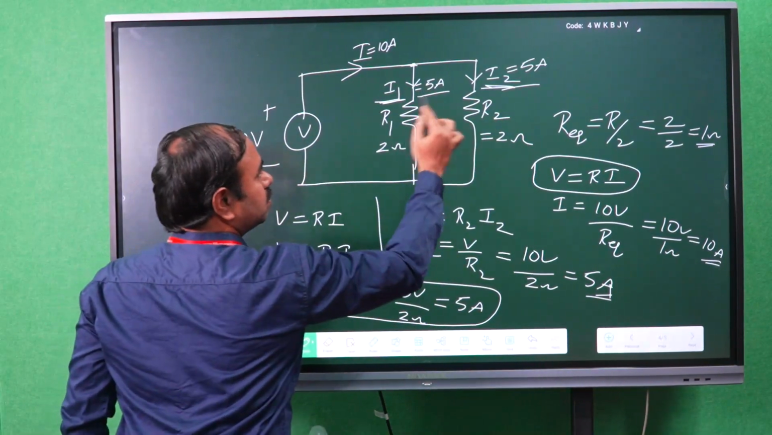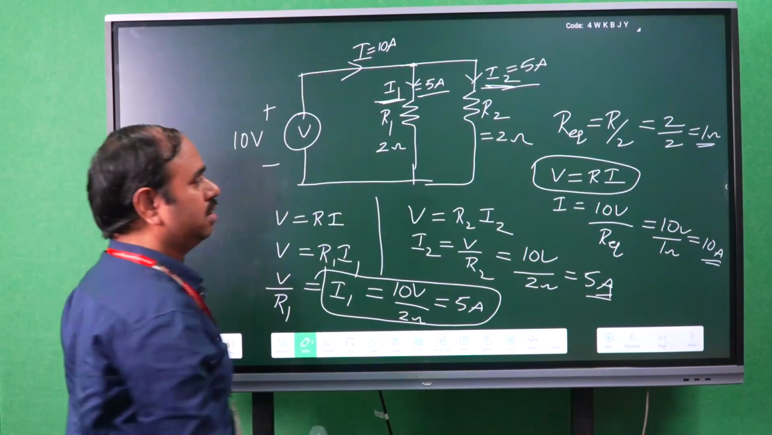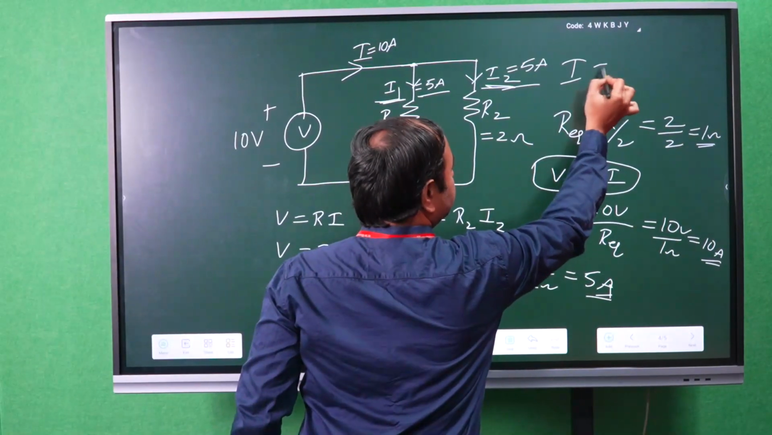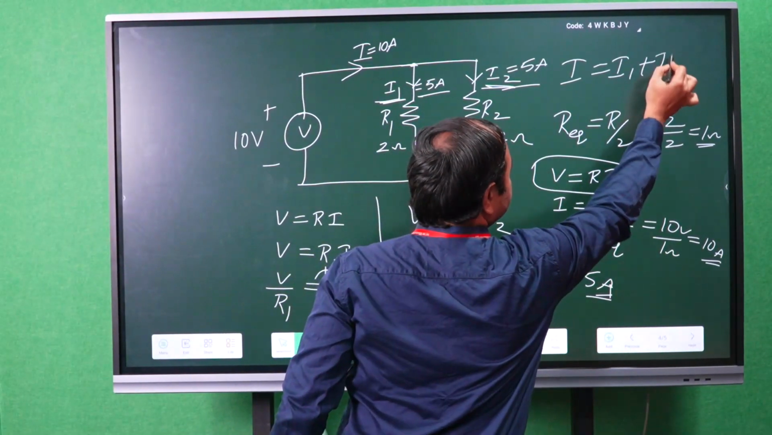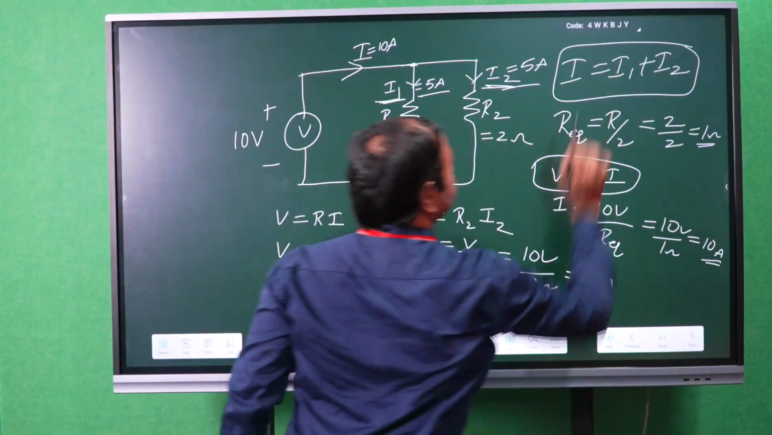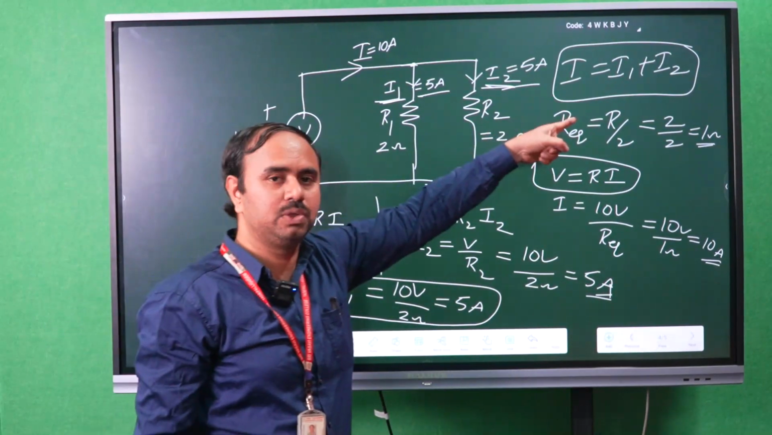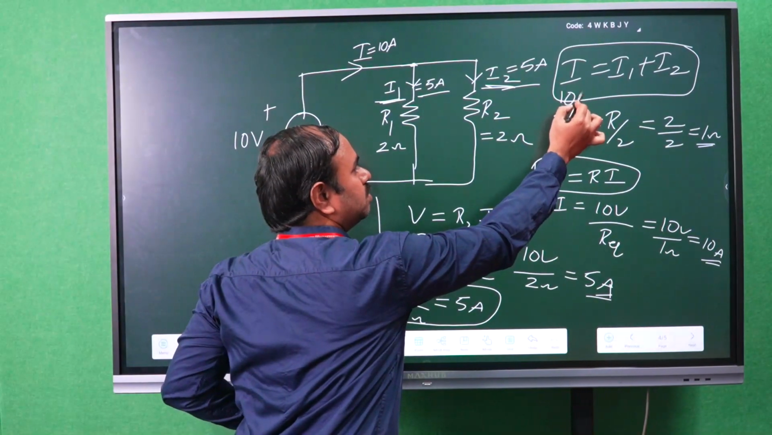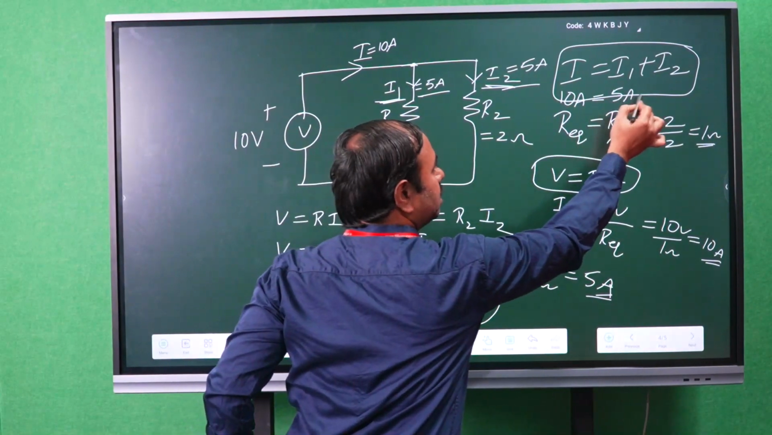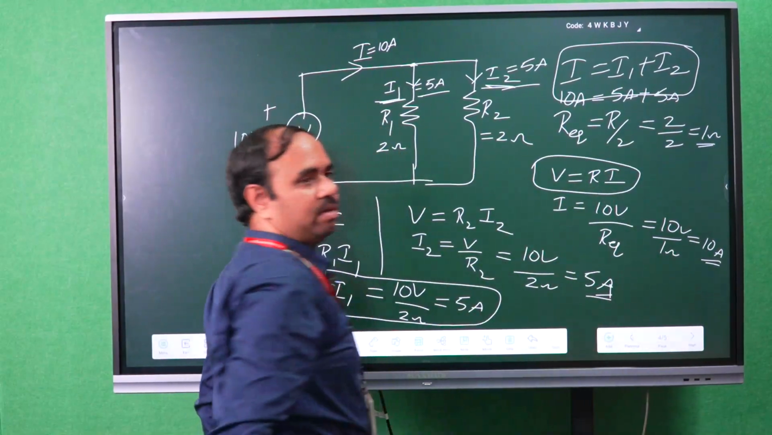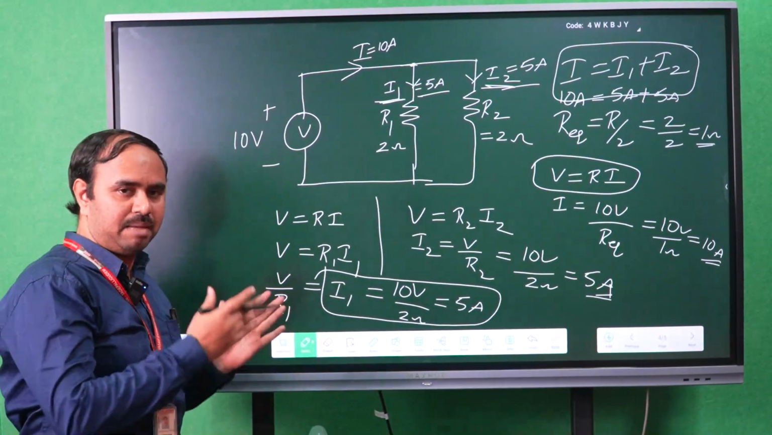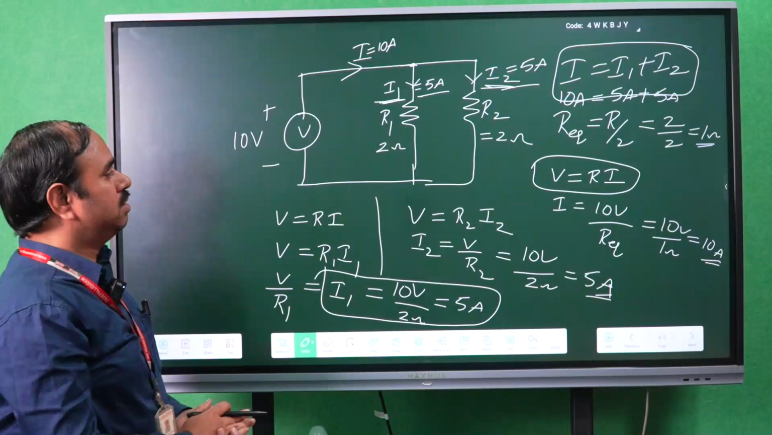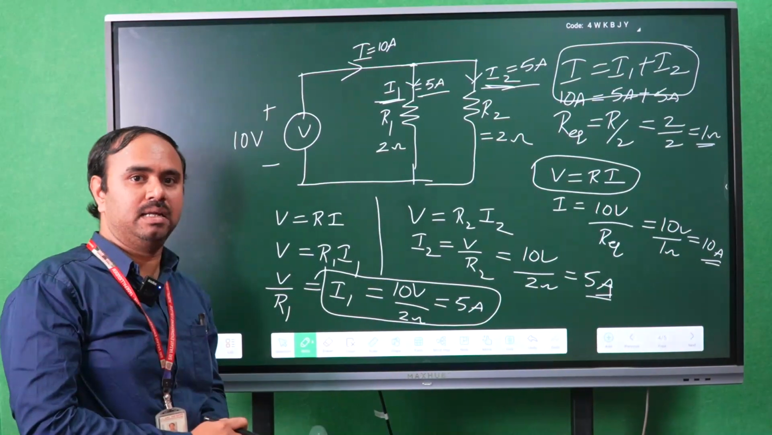So if we add these two, 5 plus 5 is equal to 10. Therefore, total current I is equal to I1 plus I2. I is 10 amps, which is equal to I1 is 5 amps and I2 is also 5 amps. So 5 plus 5, 10. So 10 amps is equal to 10 amps. So this is about parallel circuit.